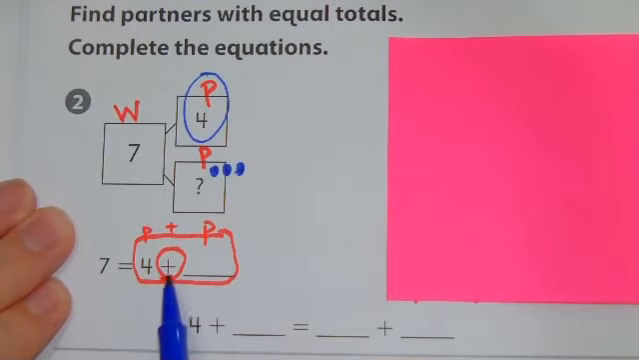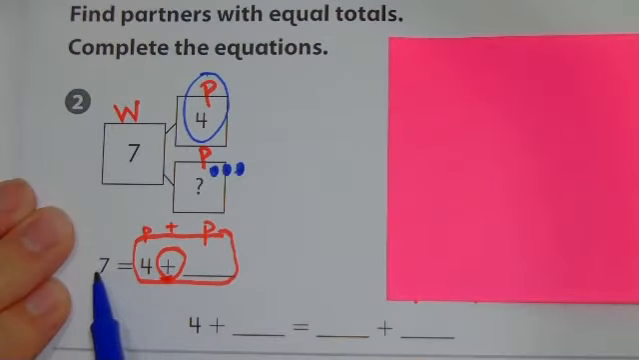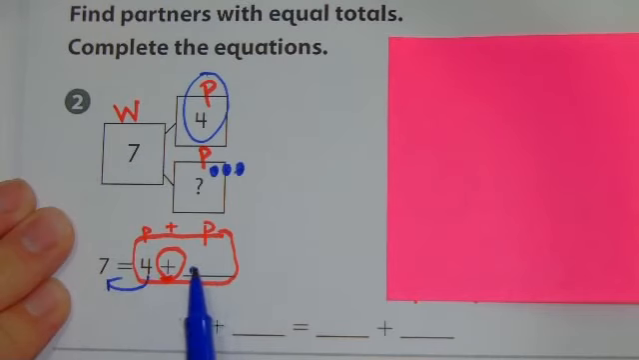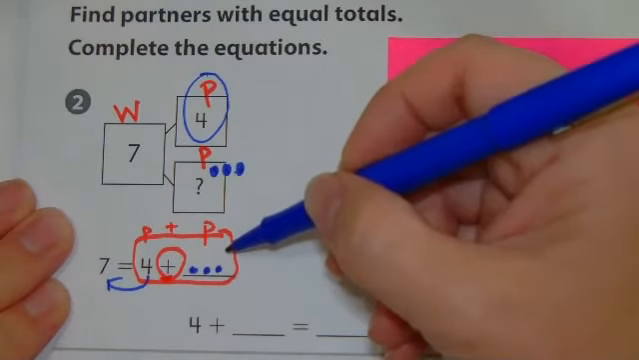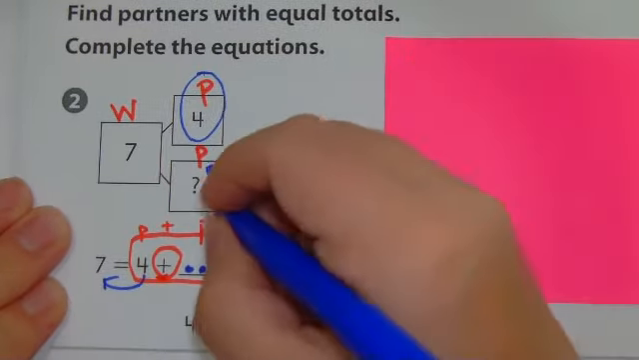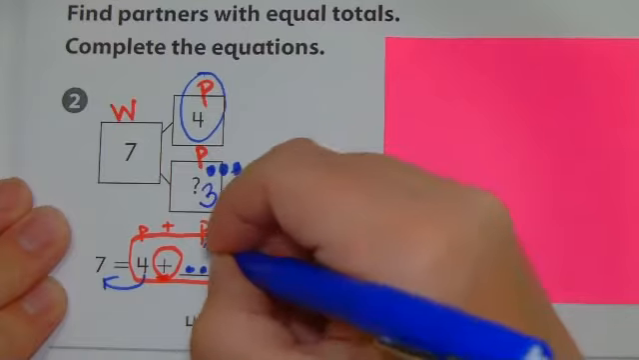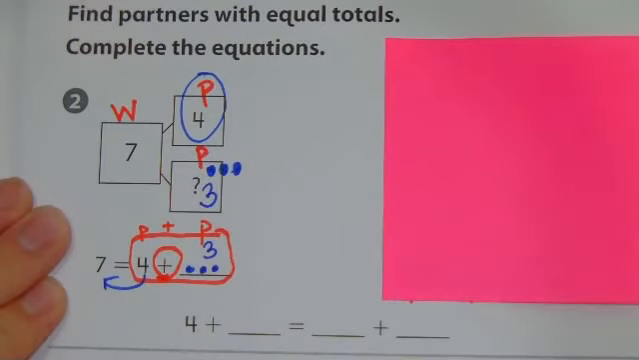So down here, we have our part plus our part equals the whole, right? 4, count on from the part we know up to the whole, 4, 5, 6, 7. Is that the same as up here? Does that match? Yes. So 3 is the missing part.